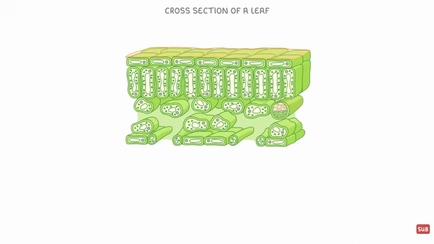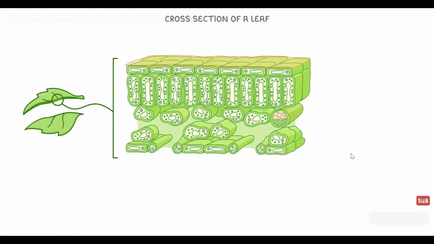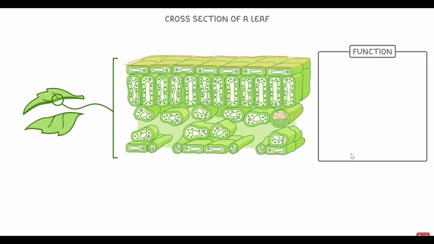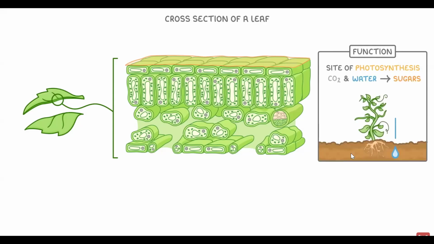This image here is a cross-section of a leaf, as though you sliced it from top to bottom and are looking inside. Before we explore these structures though, it's worth considering its function. Leaves are the site of photosynthesis, which we'll cover in another video, but basically it requires lots of carbon dioxide and water in order to make sugars. The water comes from the soil and is transported to the leaves via the roots and xylem, as we'll see in the next video.